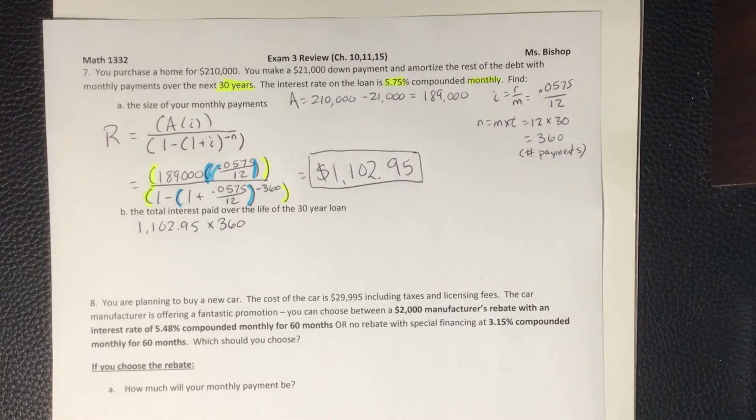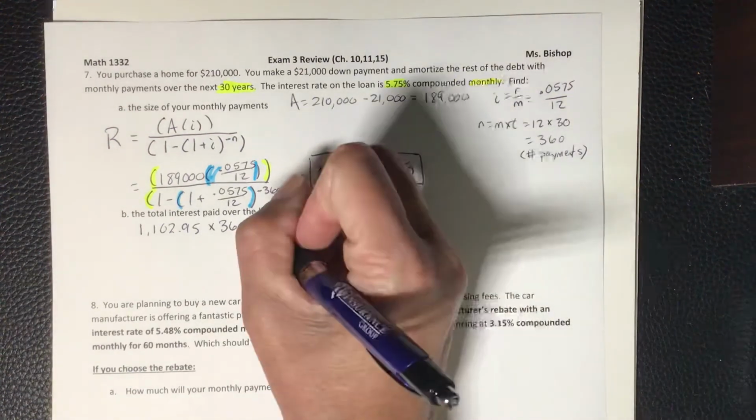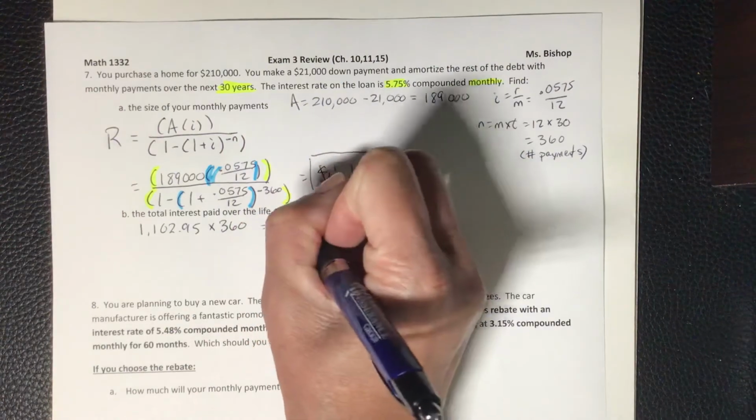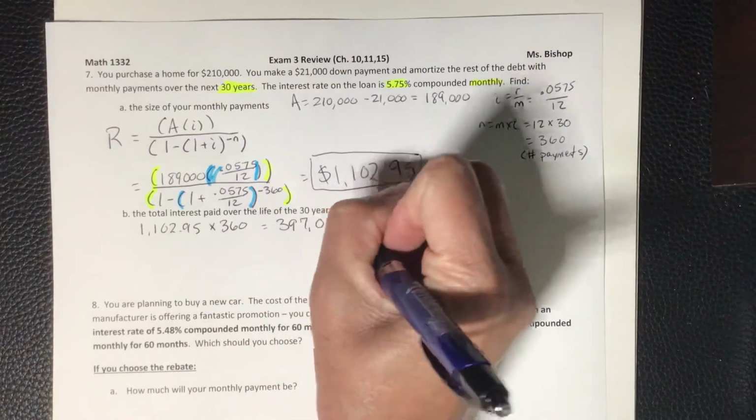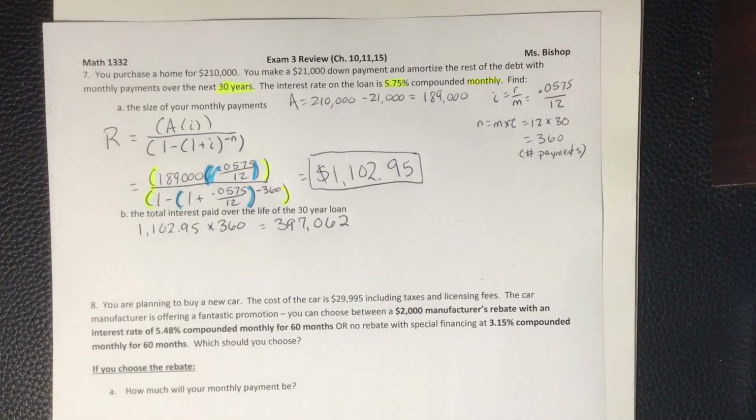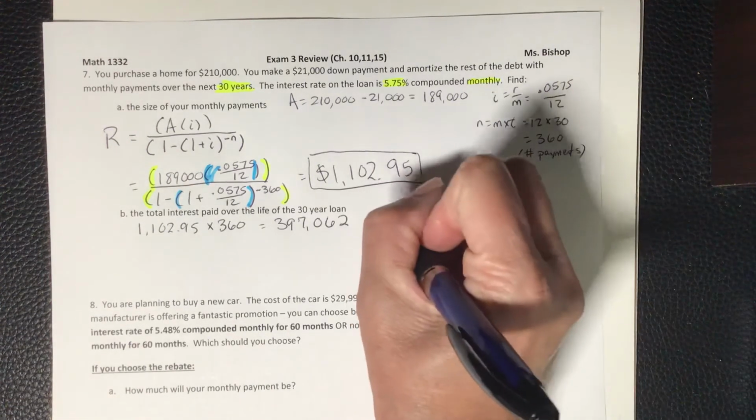So I'm going to put that in my calculator. And I am getting 397,000. And it actually comes out perfectly with no pennies, right? So $397,062. So this is the total that you paid.